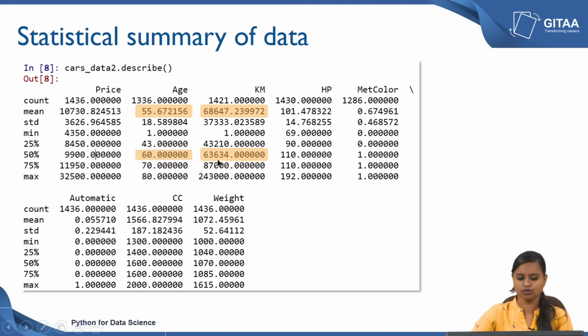So, we can use median for kilometer, and then we can look at horsepower. The average horsepower of the car is 101 and the median horsepower of the car is 110. There is not much difference between 110 and 101. We can fill in the missing values using the mean value.